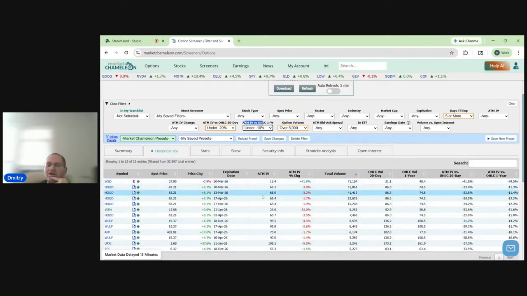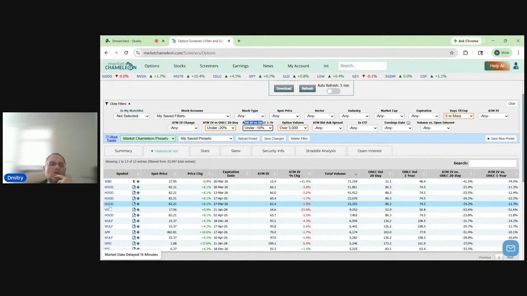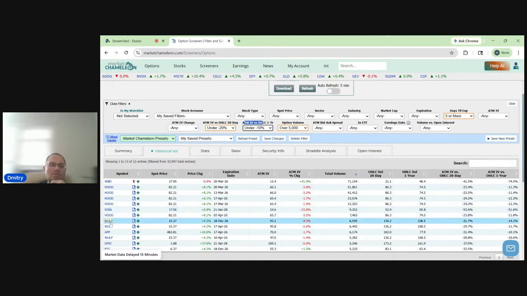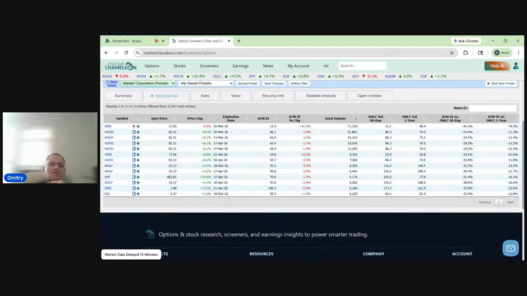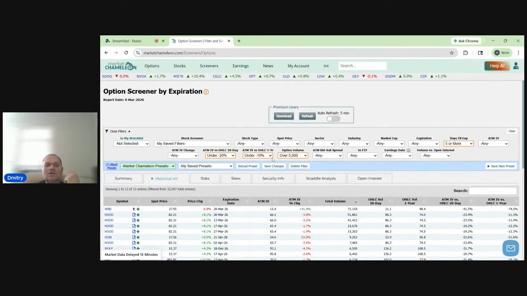more than 10% below that 1 year. Okay, so now we have, so HOOD is still on there, and some of these other ones, but now we're down to 13. So we went from thousands, 33,000 potential candidates, down to 13. We could also go the opposite way and look for ones that are over.